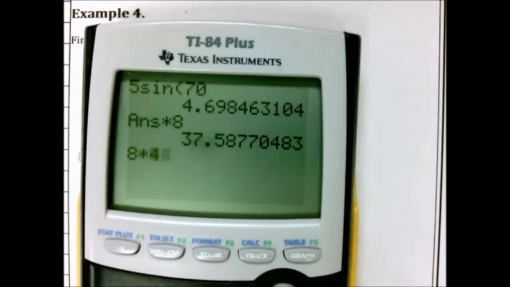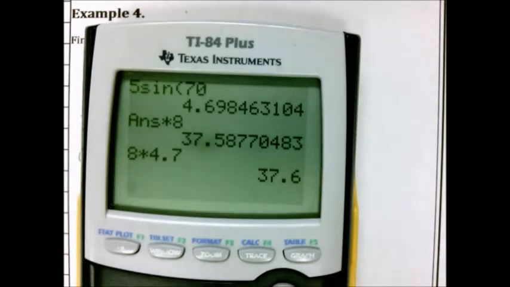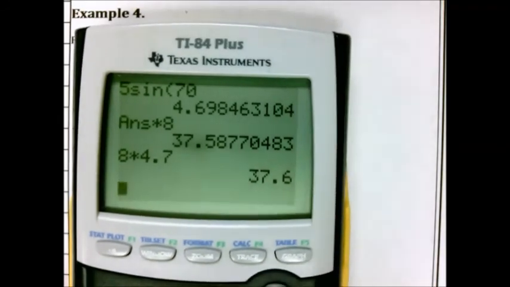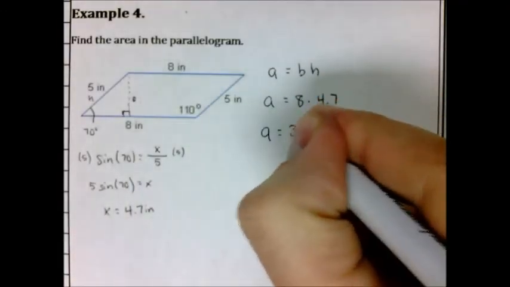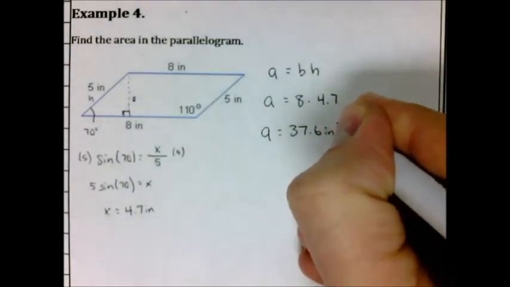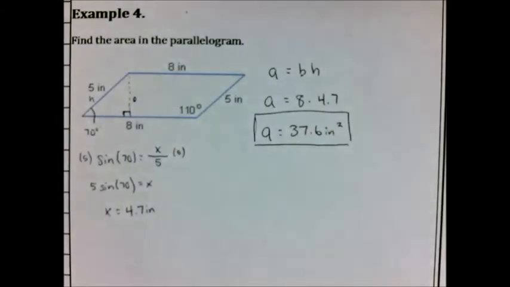If we did 8 times 4.7, it gives us about the same answer, but sometimes that's going to change it a little bit too much for us. So this case was just fine. We got 37.6. And remember to keep our inches, and it's inches squared. Okay, so our area is 37.6 inches squared.